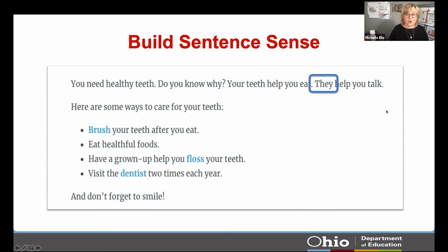For example, here we see the pronoun they. So I might circle the pronoun they and then ask my students, what noun is that pronoun referring to? So what is it referencing? So they help you talk. Well, who is they? That's right. They is referring to teeth. So helping my students to identify this very early on is going to make them better comprehenders of these complex texts as they go.